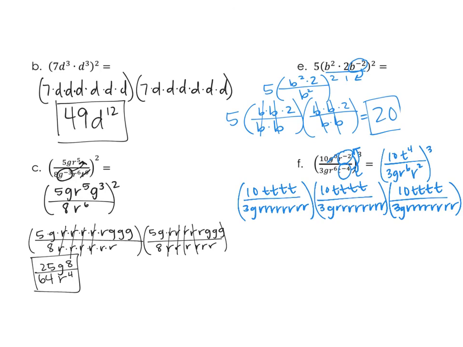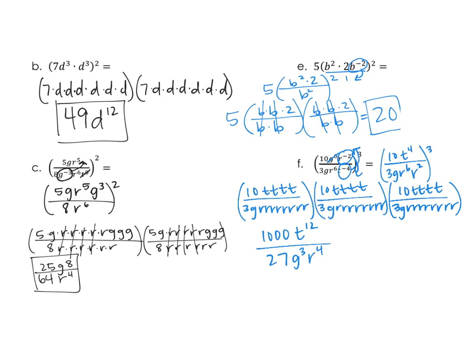We have 10 times 10 times 10, which if we do that in our calculator, we get 1,000. And we have 12 t's on top. On bottom, we have 3 times 3 times 3, which gives us 27. And we have 3 g's on bottom. And 24 r's on bottom.